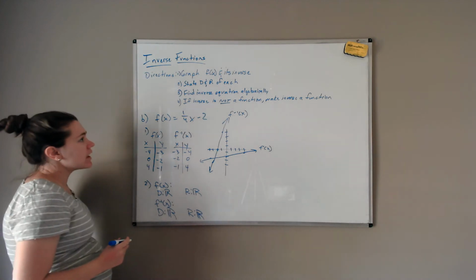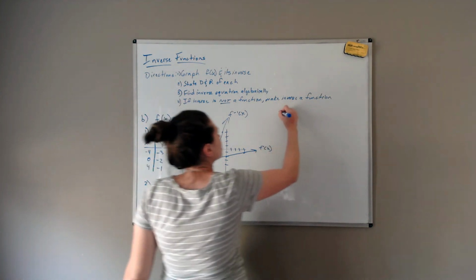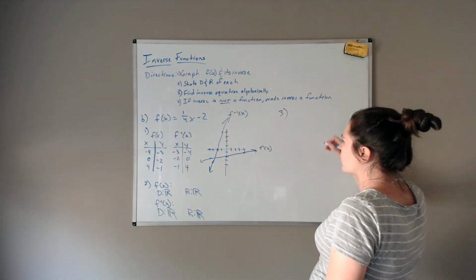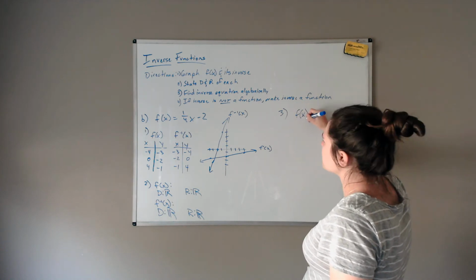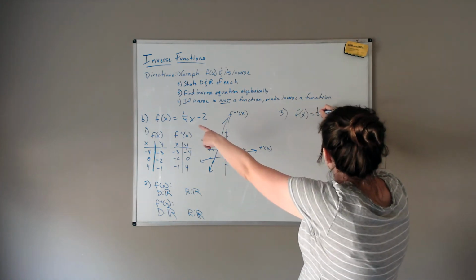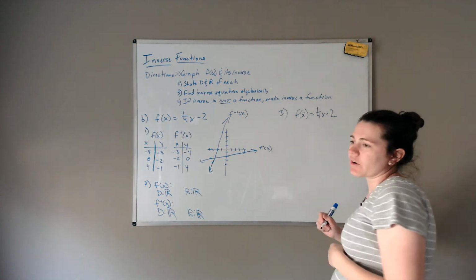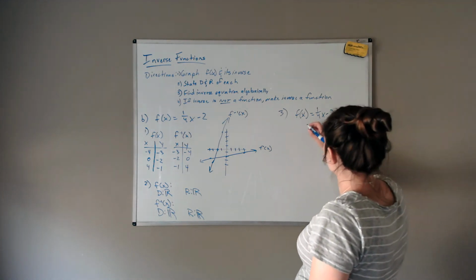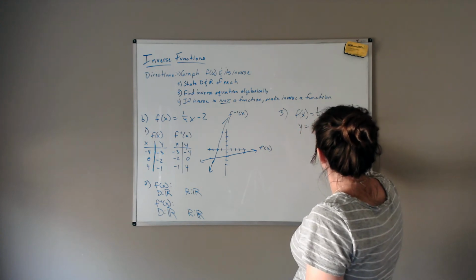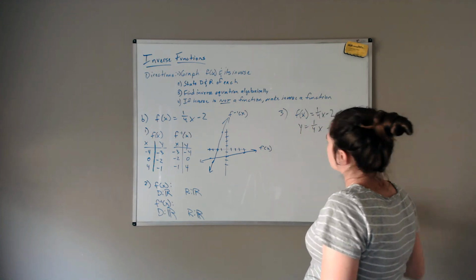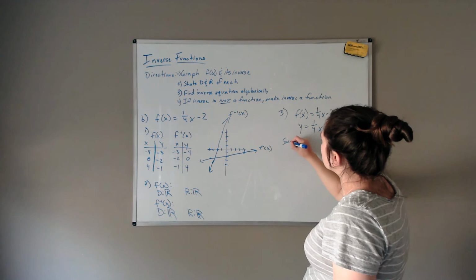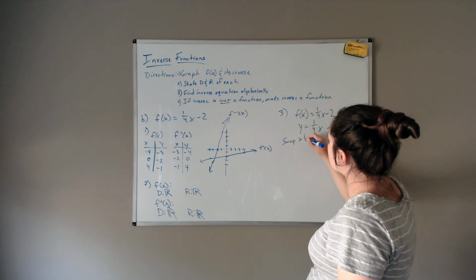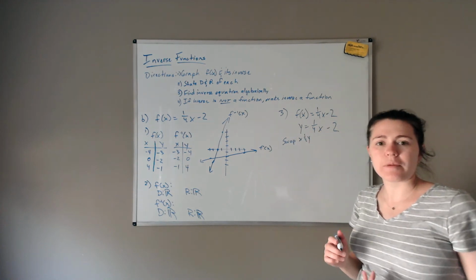And then number 3, we're going to algebraically get the inverse equation. Because we already know that f of x passes the horizontal line test, we should be using the inverse function notation at the end once we have our equation. So the first thing is replace f of x with y. Now we actually do the swapping. Swap x with y.